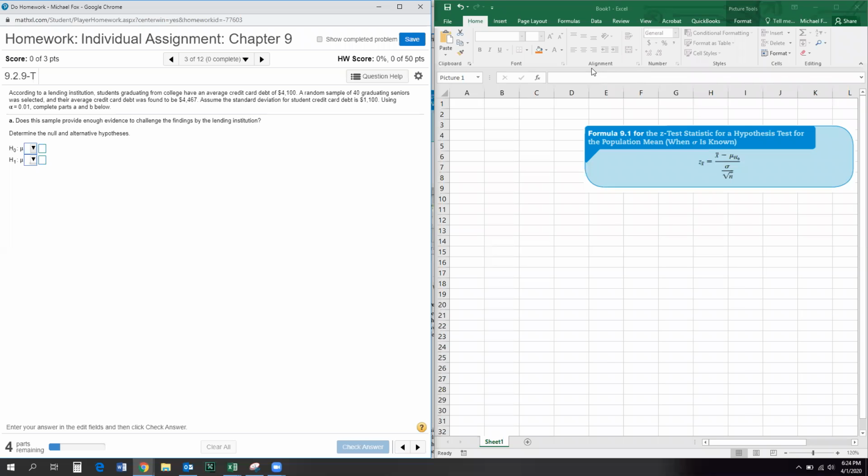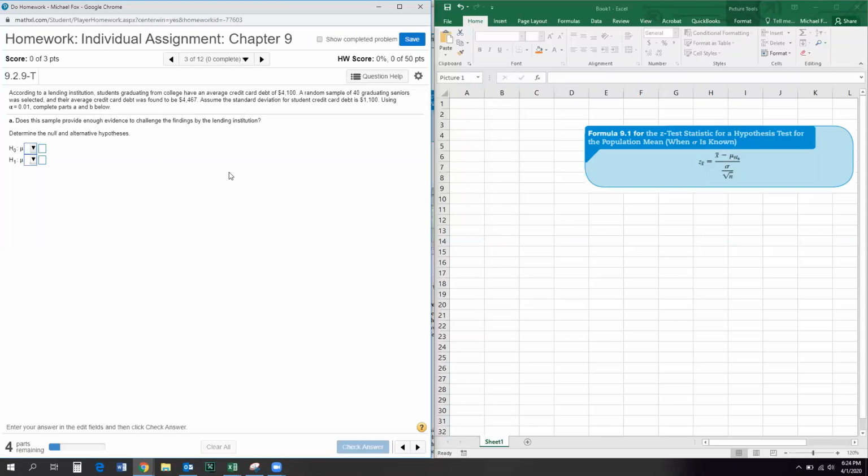Hey everybody, here is problem 9.2.9T. It says, according to a lending institution, students graduating from college have an average credit card debt of $4,100. A random sample of 40 graduating seniors was selected, and their average credit card debt was found to be $4,467. Assume the standard deviation for student credit card debt is $1,100, using an alpha of 0.01.